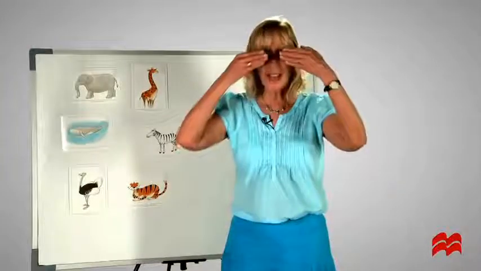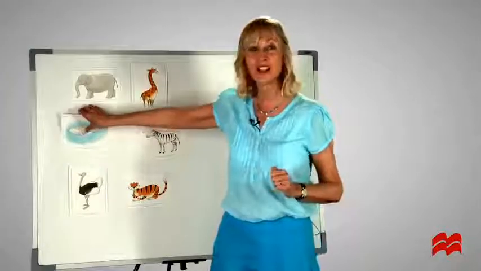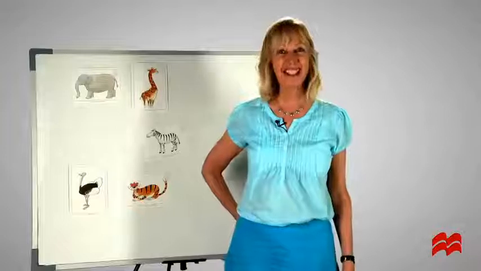This activity is called What's Missing. Ask the children to close their eyes and cover their eyes with their hands. Demonstrate this. Remove one of the flashcards from the board and hide it behind your back. Ask the children to open their eyes and say, what's missing? It's the whale. Very good.